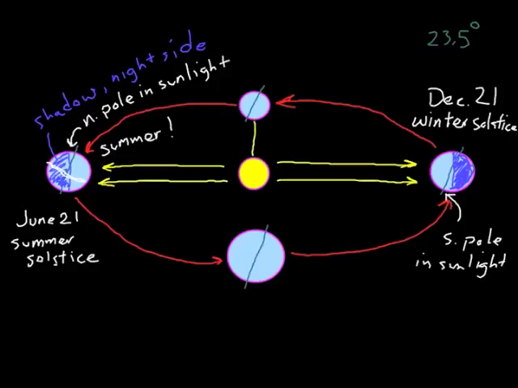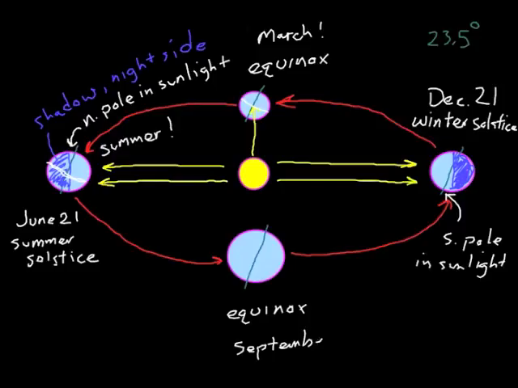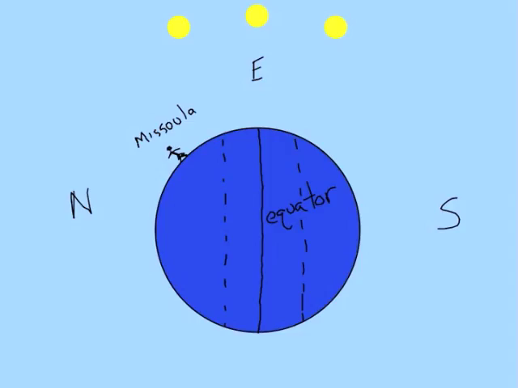The other two positions have the sun shining directly on the equator, and the top one would be the equinox in March. We call it the spring equinox, and the bottom one would be the equinox in September, our fall equinox. Now let's look at it from another perspective.